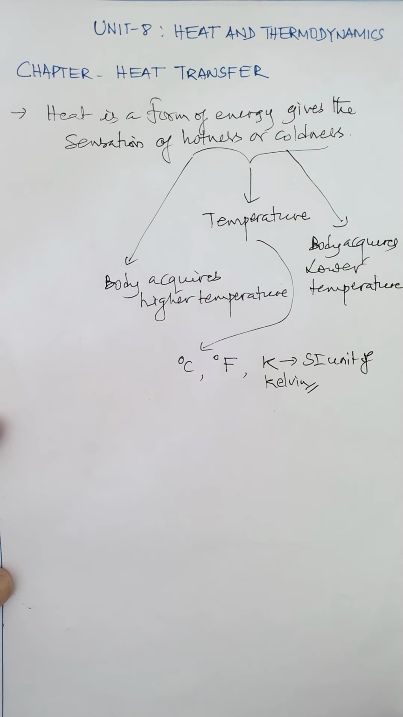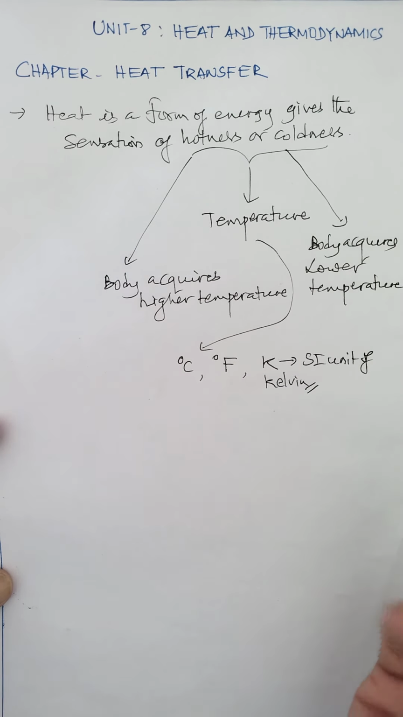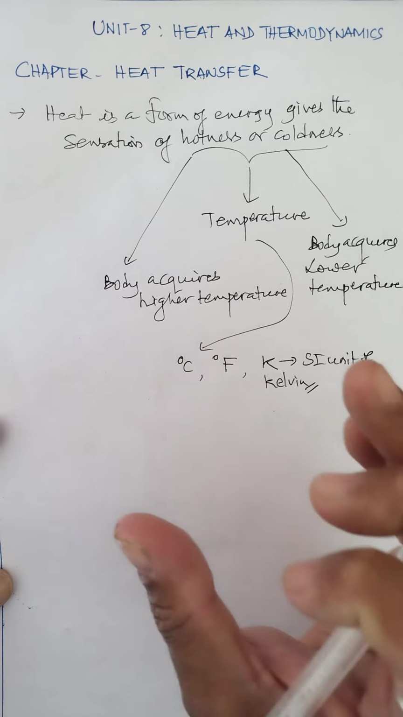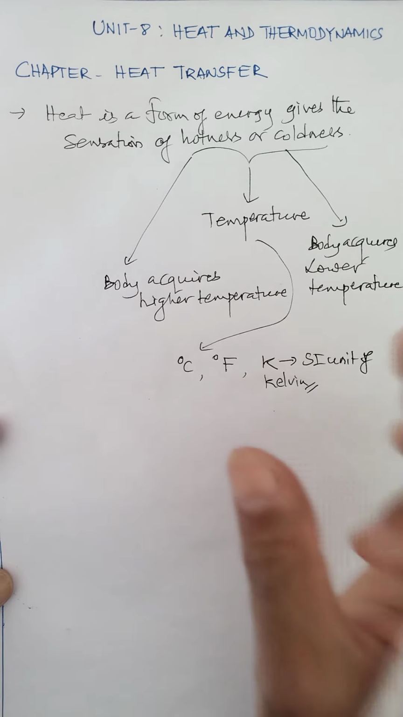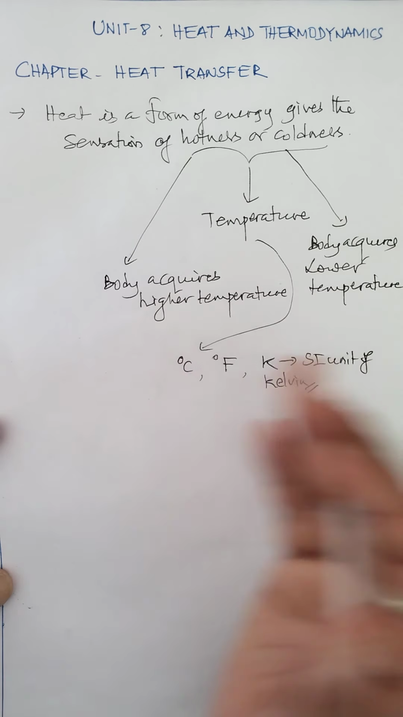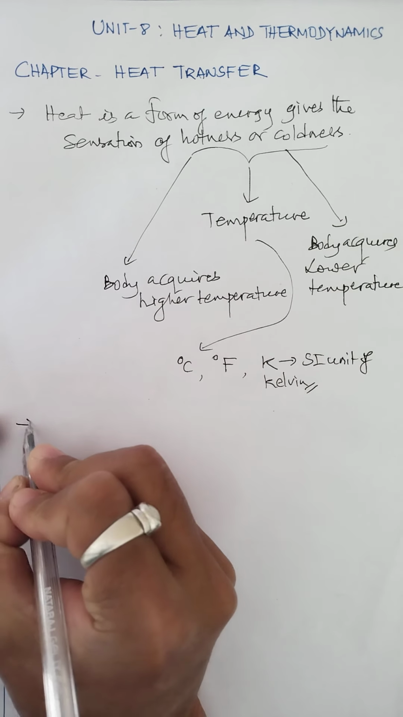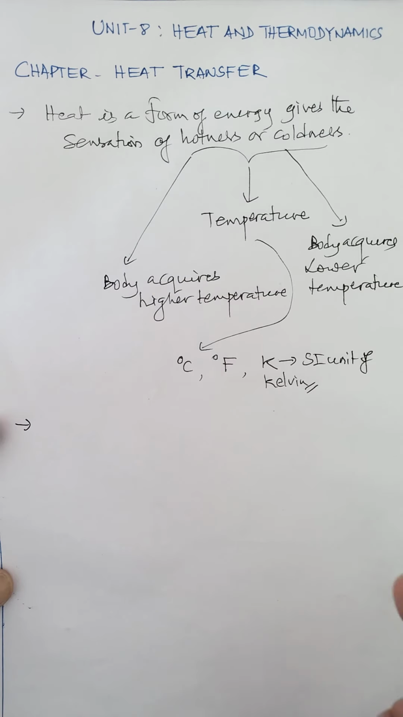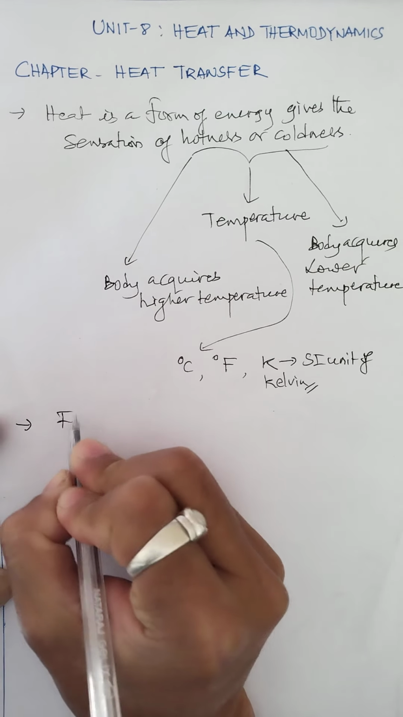Now, heat as a form of energy can transfer or flow from one body to another body. The heat flows when two bodies at different temperatures are kept in contact, or kept very close to each other. The flow of heat takes place from a body at higher temperature to a body at low temperature. So let me just add a point.